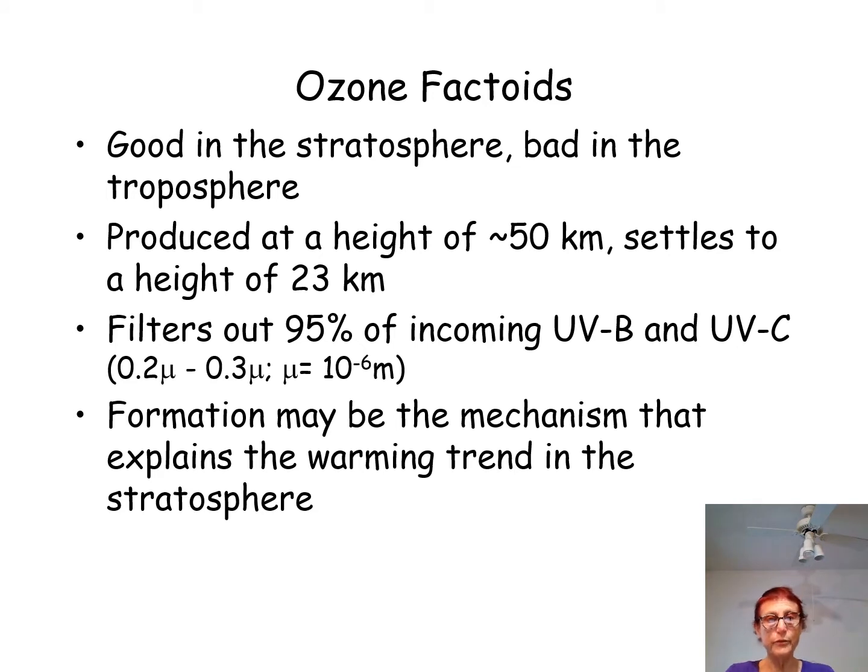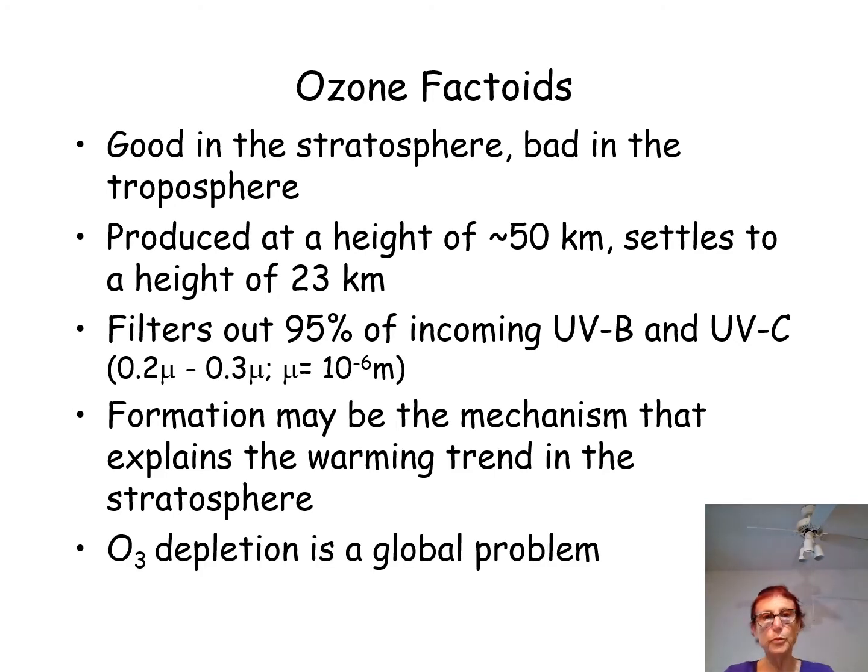When we look at the mechanisms for the formation of stratospheric ozone, it does somewhat explain the warming trend in the stratosphere. Remember that according to the law of conservation of energy, energy is not created or destroyed, but it can be converted from one type to another. And in the stratosphere, we see ultraviolet energy being used in reactions and being released as infrared radiation.